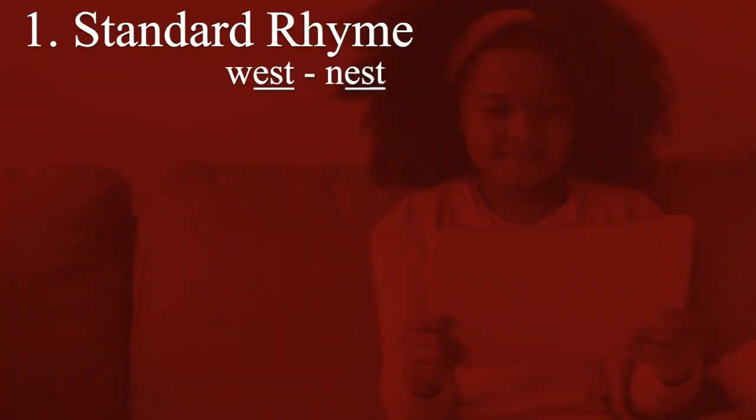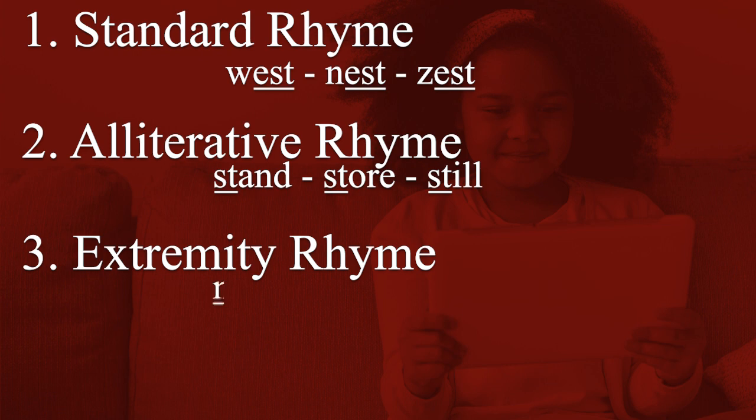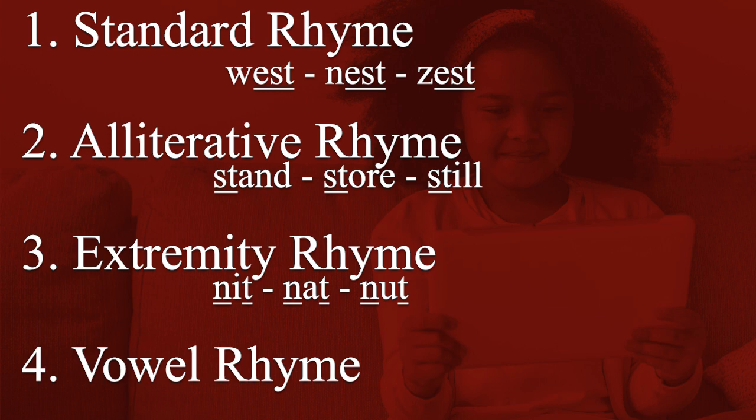Concentrated phonics, or Rails phonics, includes 4 different kinds of rhyming. Standard rhyming like west, nest, and zest. Alliterative rhyming like stand, store, and still. Extremity rhyming, knit, nat, nut, where the vowels are the only thing that's different. And vowel rhyming, where the vowels are the only thing that's the same. Dad, fan, lap. The words in Rails, as you may have guessed, are not for telling stories.